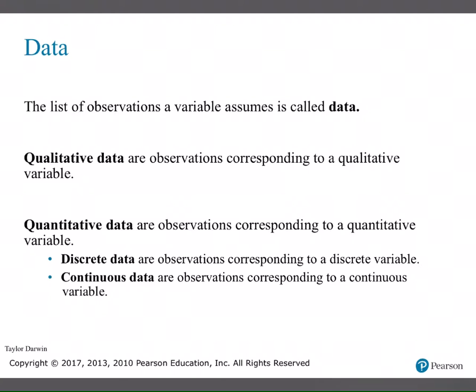So data is the list of observations a variable assumes. It's called data. And so, once again, this is just kind of a summary of what we talked about, qualitative and quantitative, and the specifics that can go into each.